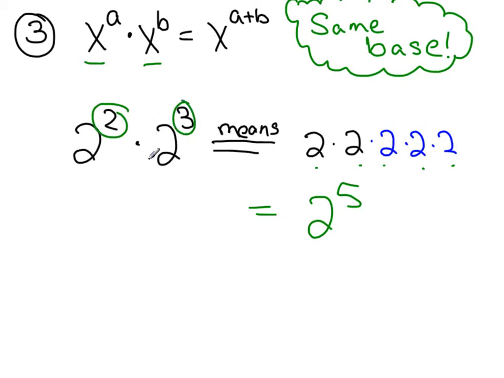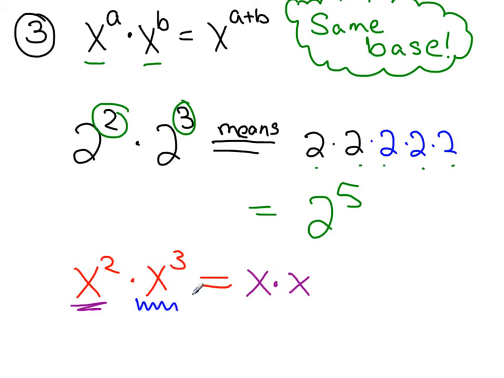We can even do it with variables. Let's say we have x squared times x cubed. Well, we can write out what it really means. x squared really means we have x times x. x cubed really means we have x times x times x. Now we can count up how many x's are there, and there's 5 once again, because 2 plus 3 is 5, and we have x to the 5th. So that is when the bases are the same and we multiply. So we add the exponents.